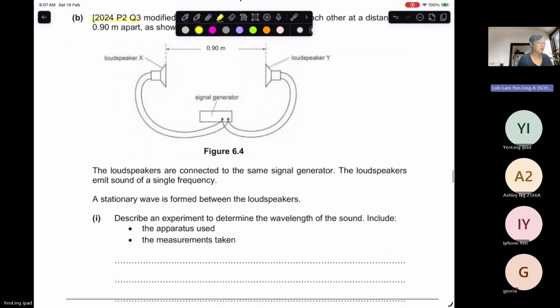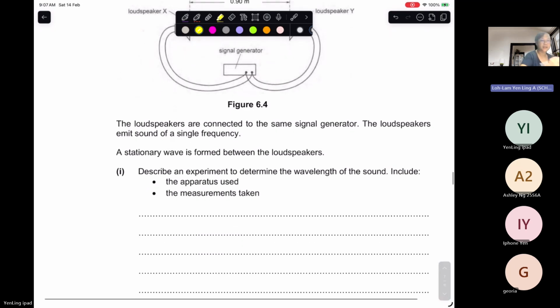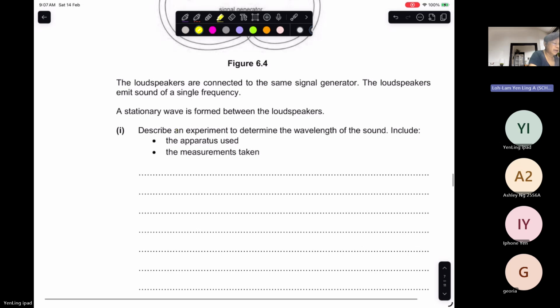Because there's a lot more concept in the original Cambridge question. But the first part in this type of question is like your mini planning question. It is an experiment. You're expected to determine the wavelength of the sound, and it comes from the learning objective of using stationary waves to determine wavelength or speed of sound.